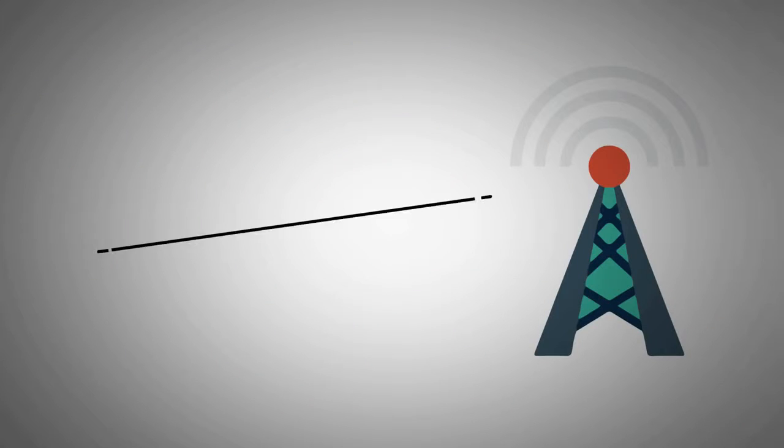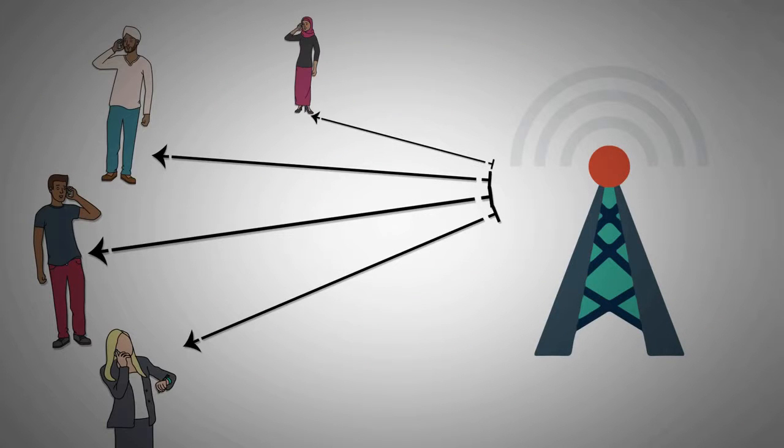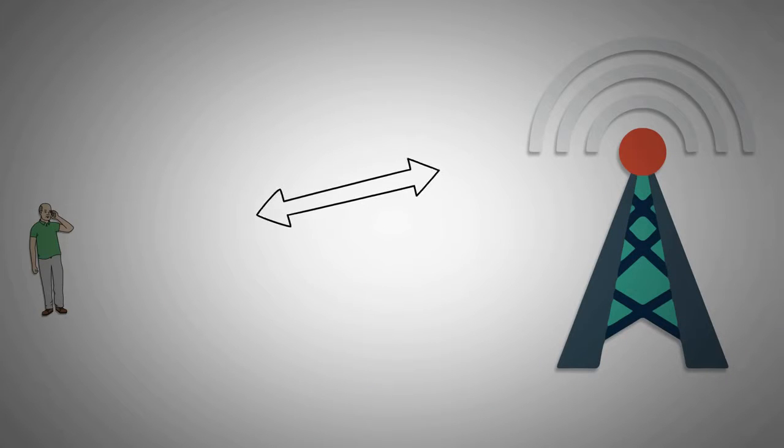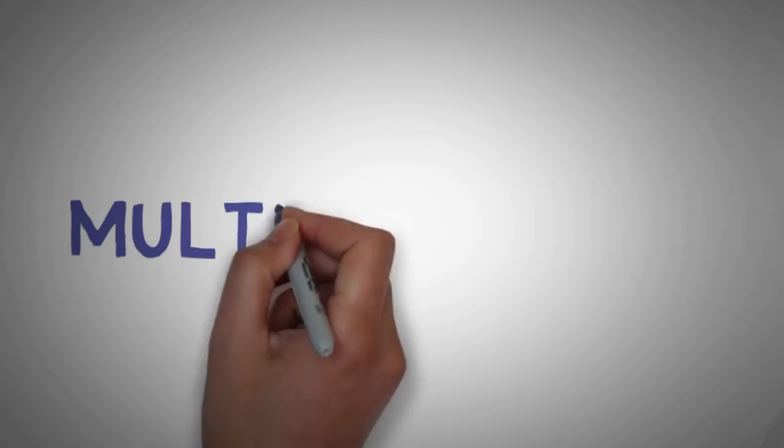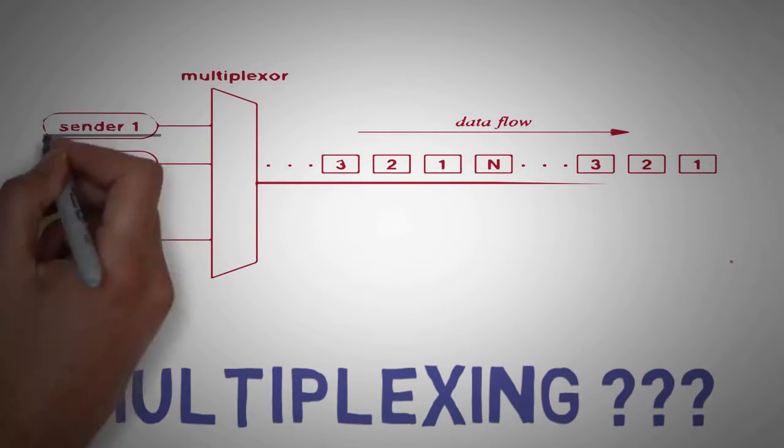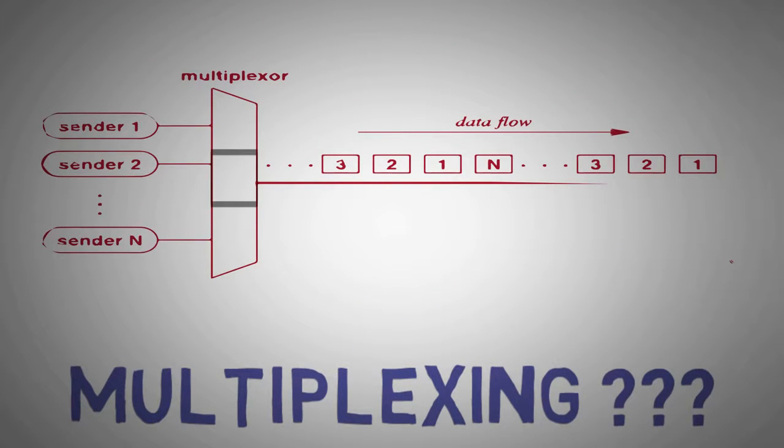Today we will show how multiple users access the network using multiplexing. In the last video, we showed how two signals were combined over a common pathway in duplexing. So, what exactly is multiplexing? Multiplexing is the process of combining multiple signals and transmitting them over a common channel.